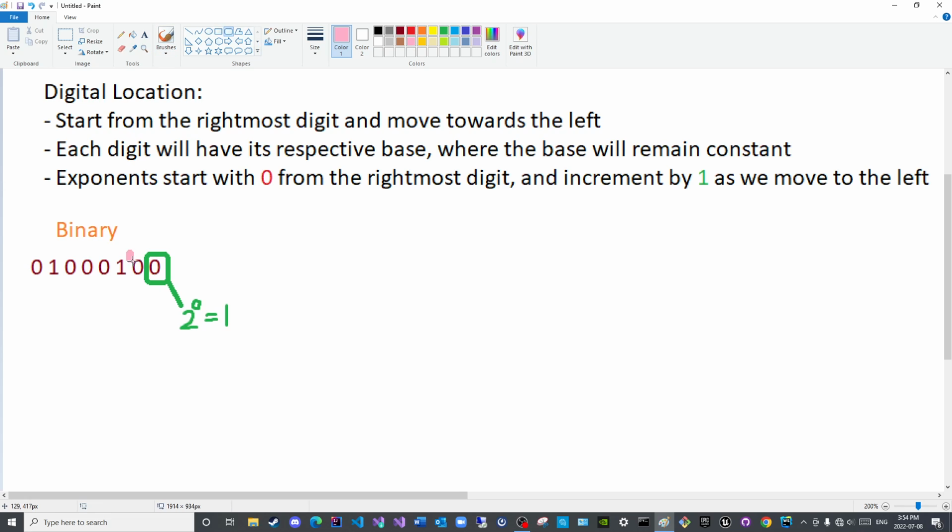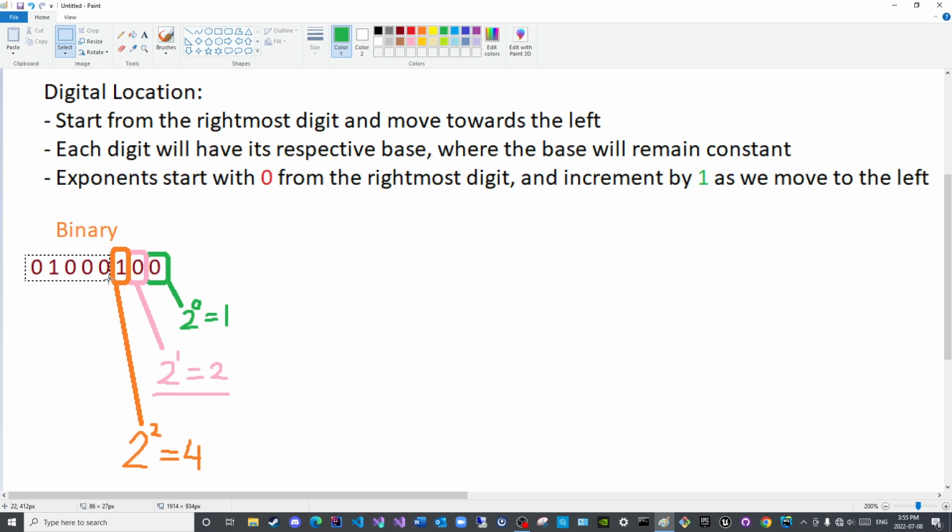What is the location of this digit? This digit will be 2, because the base remains the same, to the power of 0 plus 1, which is 1, and that is equal to 2. So this is the 2's digit. We do not need to know the names, but you do need to know this. This is incredibly important. Now, what is the name of this digit? This will be 2 to the power of 1 plus 1, 2. So 2 to the power of 2, which is equal to 4. So this is the 4's digit.